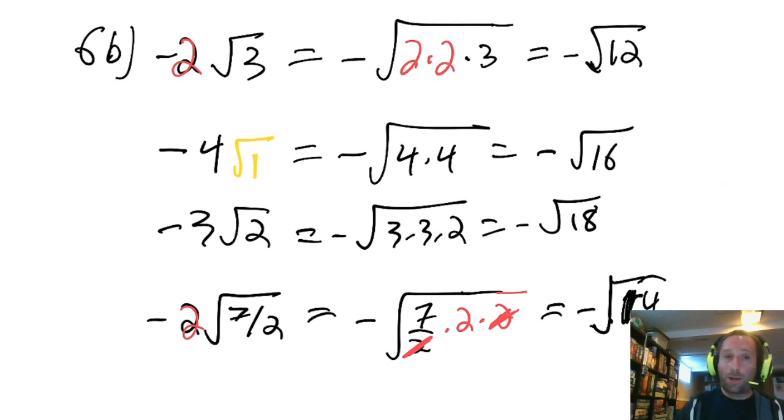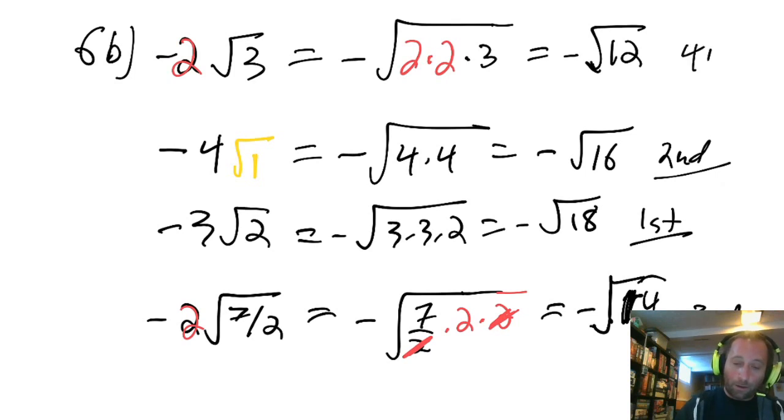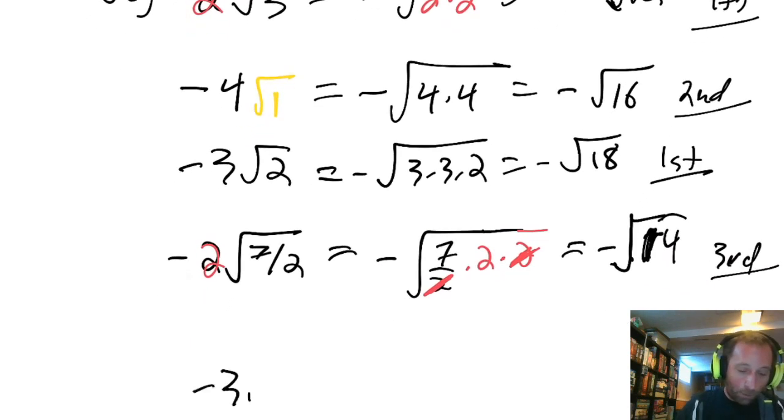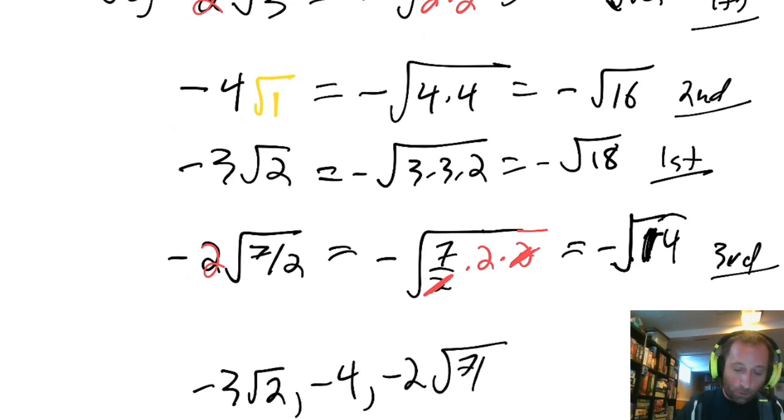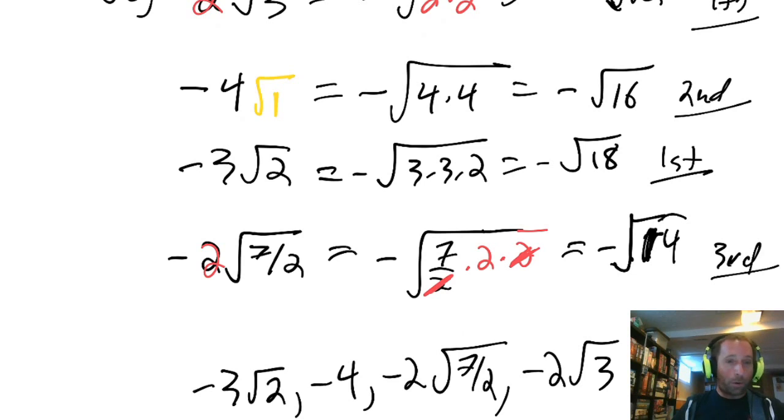Okay, these are all negative numbers. We're asked to sort them from least to greatest, so that means that whichever one is the largest negative value will be the smallest number. So this one would go first, and then this one would go second, third, and fourth. So it looks like we will have negative 3 root 2, negative 4, negative 2 root 7 over 2, and negative 2 root 3.